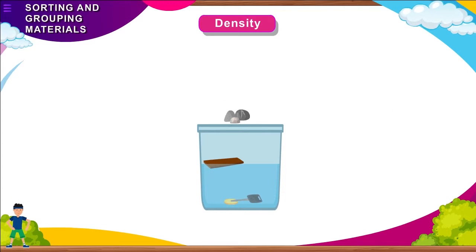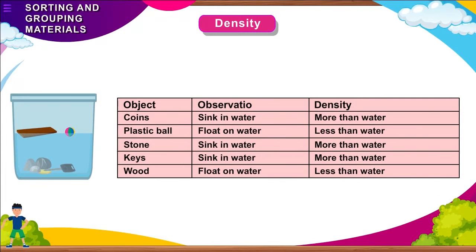Put these solid materials one by one in the bucket containing water. We observe that coins sink in water and have more density than water. Plastic ball floats on water and has less density than water. Stone sinks in water and has more density than water. Keys sink in water and have more density than water. Wood floats on water and has less density than water.